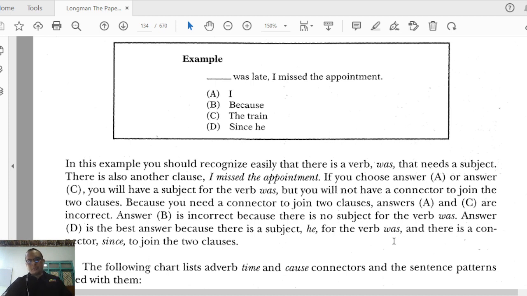There is no subject for the verb was. So answer D is the best answer because there is a subject, he, for the verb was, and there is a connector, since, to join the two clauses.